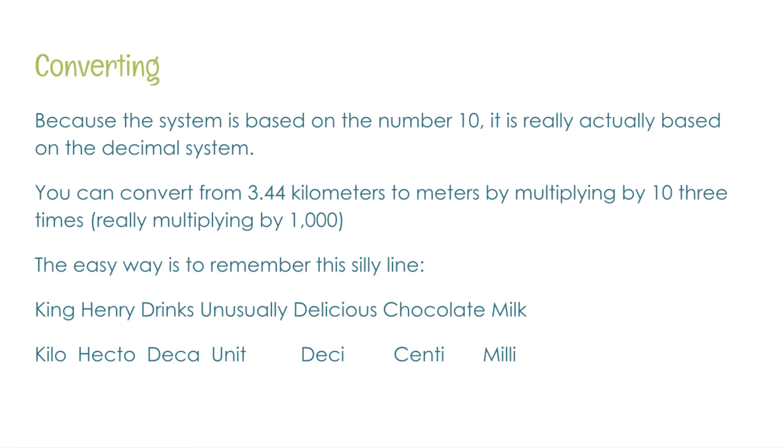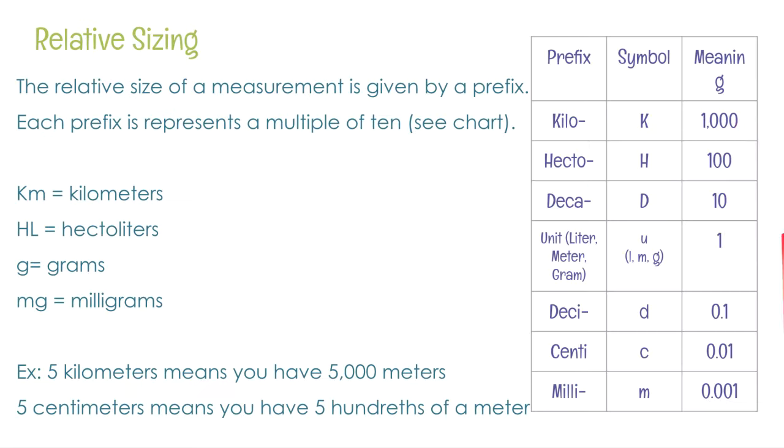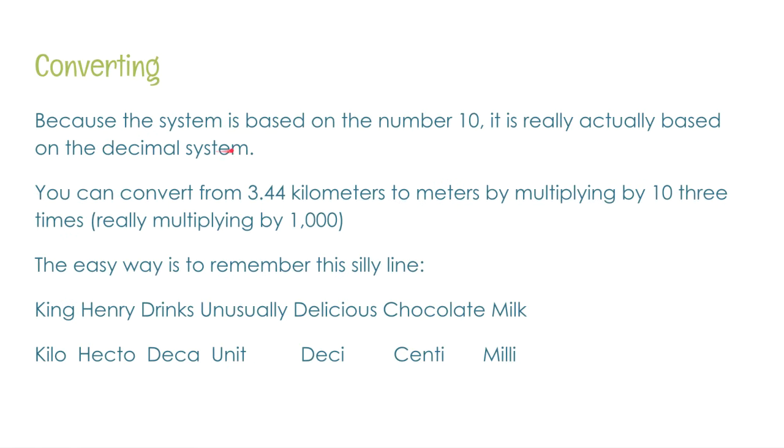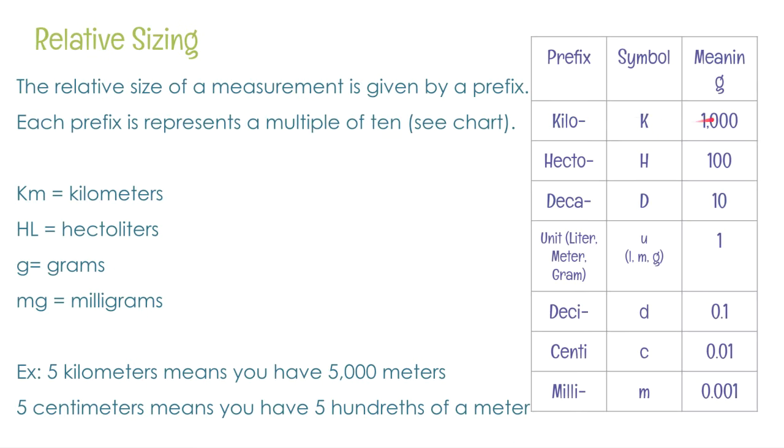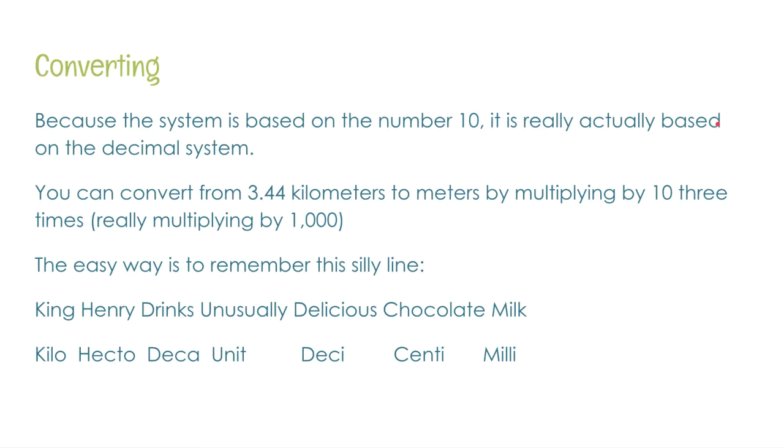This number system is based on the number 10. Each of these prefixes is based on the number 10. So we could really say that it's based on the decimal system. If I were to convert 3.44 kilometers into meters, I would do that by multiplying by 10 3 times, which is essentially the same as multiplying by 1,000. And that is because kilo represents 1,000. There's a far easier way to do this, and that's what I'm going to teach you today.